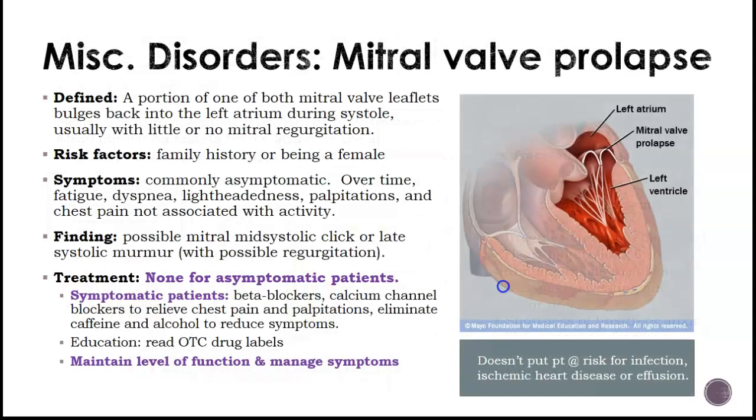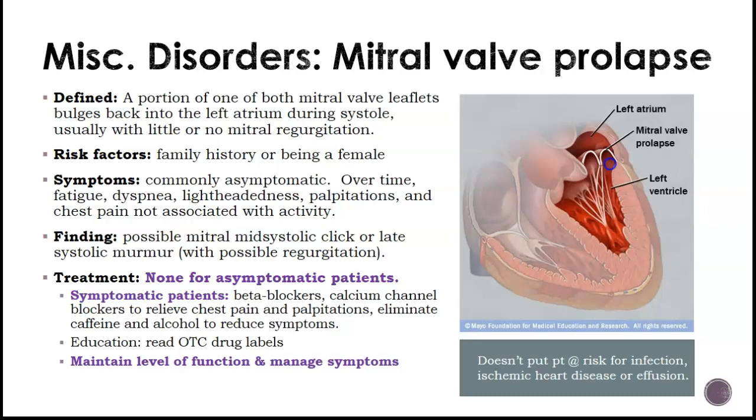Miscellaneous disorders, valve prolapse. This is basically where you see kind of a parachuting when the valve closes. There isn't regurgitation or anything. Most patients are asymptomatic. Over time they may develop some symptoms, but normally, again, may have a murmur. But treatment is usually nothing if they're asymptomatic. Symptomatic patients, you're kind of treating the symptoms.